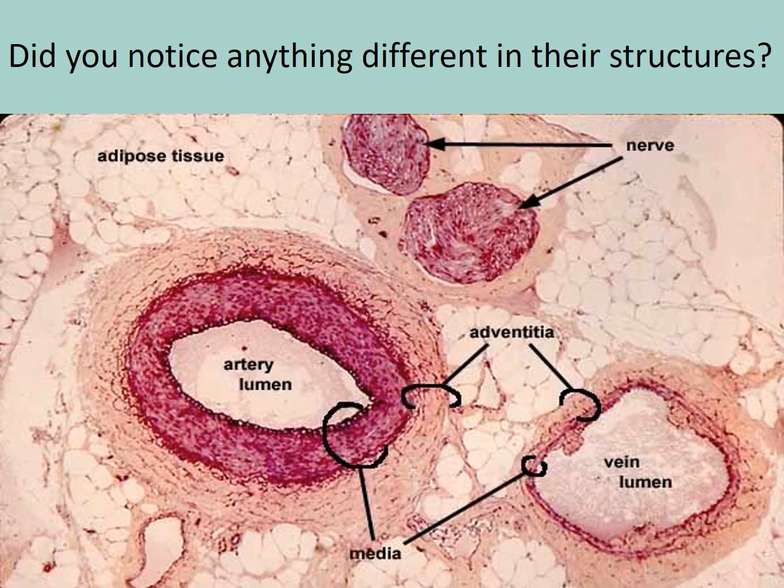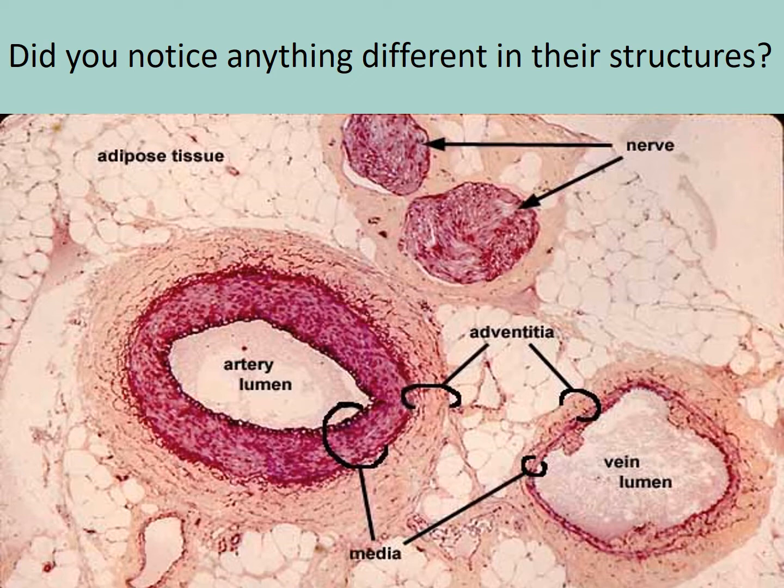So we'll start off with this microscope slide, and you can see that there is one that has got a very thick red circle in it, and that is the artery. So in the middle it says artery lumen, and the lumen is the space in the middle of the blood vessel. So it's got the space in the middle, and then it's got a very thick red patch, and then also a thick sort of pinker patch on the outside. So that is our artery.